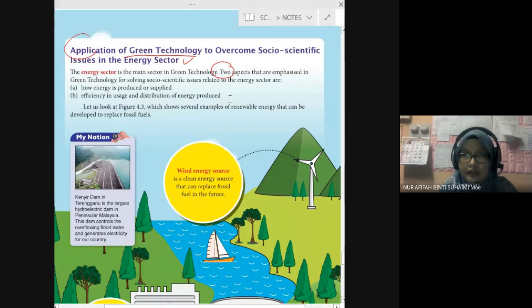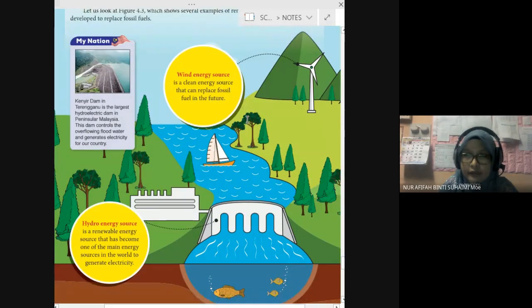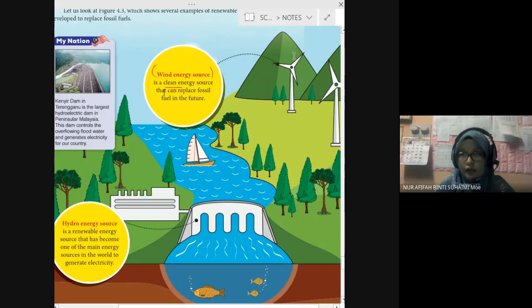How to apply green technology to overcome the issues that we found just now. The first example, if we use wind energy sources to replace fossil fuel, because wind energy is clean energy. But in Malaysia, we cannot easily build windmills. We need a wide, big area. Kita kena ada kawasan yang luas in order to build this windmill. We need more space.